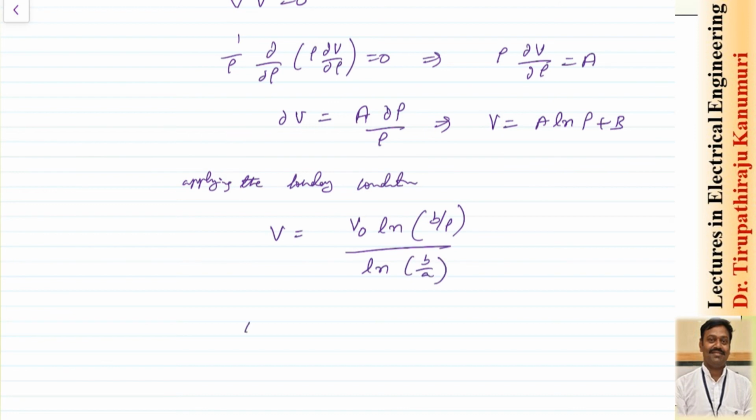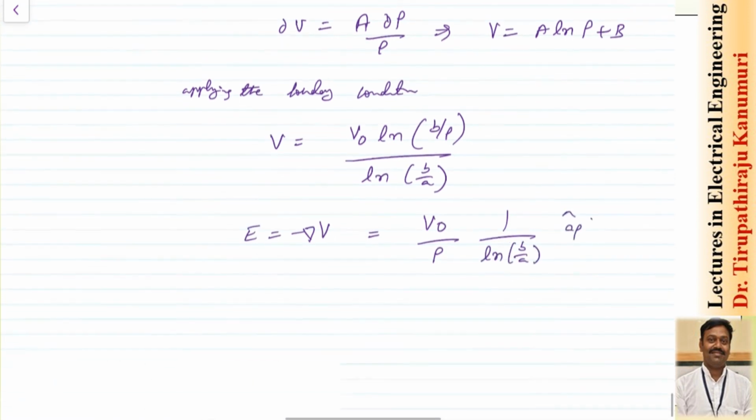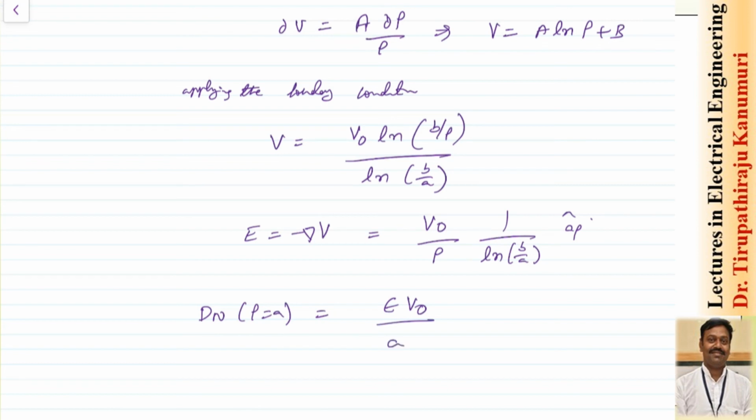So from this I can find the electric field is equal to negative gradient of V. So this negative gradient of V will be equal to V naught divided by rho into 1 by ln of B by A. This will be in the direction of A rho. So we know the value of D_n at rho is equal to A. This will be equal to epsilon into E at that particular point. So this will be epsilon multiplied by E is this value. So this will be V naught by this rho becomes A ln of B by A.